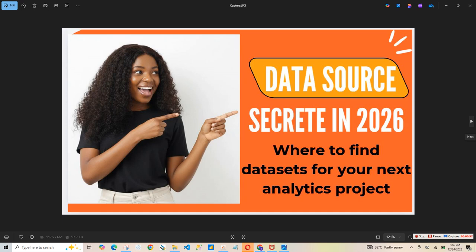So again, why does finding the right data set matter? See, many aspiring data analysts and data scientists give up, not because they can't analyze data, but because they don't even know where to get good data. So the right data set can make your analysis much easier. Yes, if you have good data, it will make your analysis easier and you will know what you want to do. It will help you to tell a strong data story and also improve your portfolio and job chances. So let's start with how we can get data.